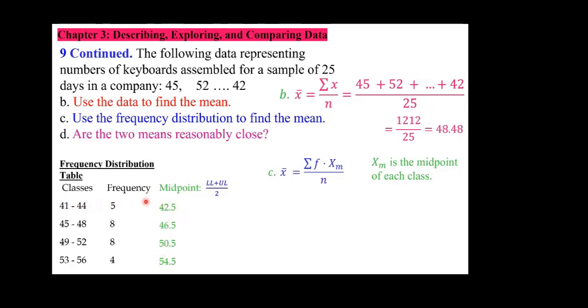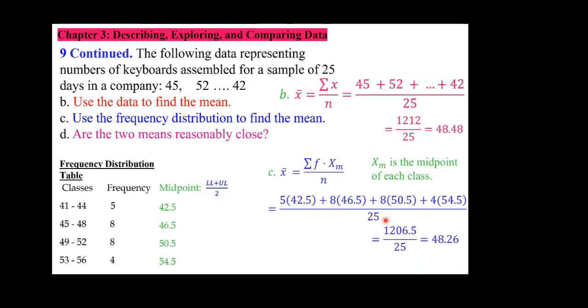Now multiply these two numbers, in other words, this column by this column, and divide by the total size n. Let's do that. So 5 times 42.5, 8 times 46.5, 8 times 50.5, 4 times 54.5, divided by a total of 25. And as you can see, are the two means reasonably close? Take a look. 48.48 versus 48.26. That's extremely close.